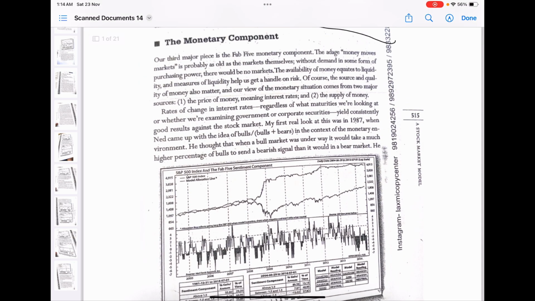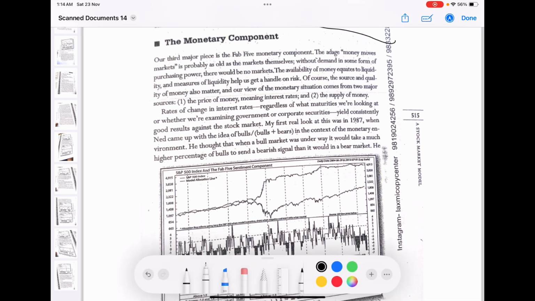The monetary component. Our third major piece in the Fab 5 is the monetary component. The adage, money moves markets, is probably as old as the markets themselves. Without demand in some form of purchasing power, there would be no markets. The availability of money equates to liquidity, and measures of liquidity help us get a handle on risk. Of course, the source and quality of money also matter, and our view of the monetary situation comes from two major sources: the price of the money, meaning interest rates, and the supply of the money.